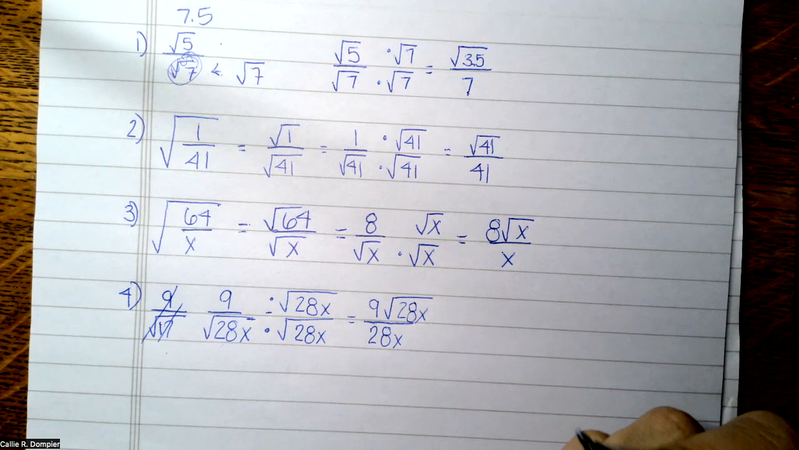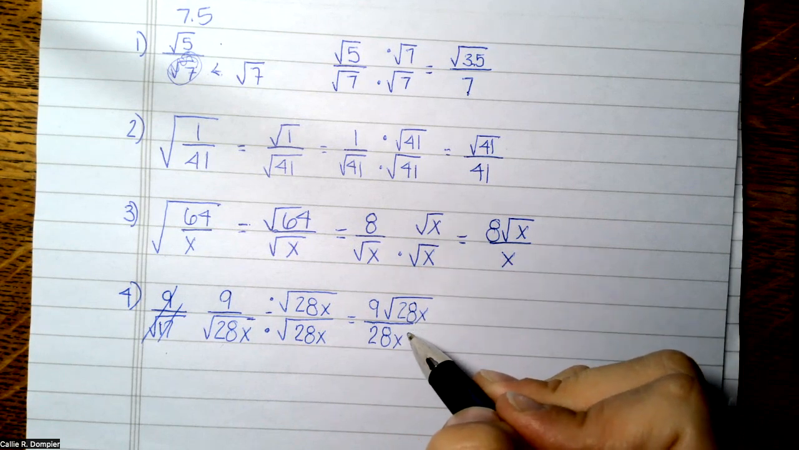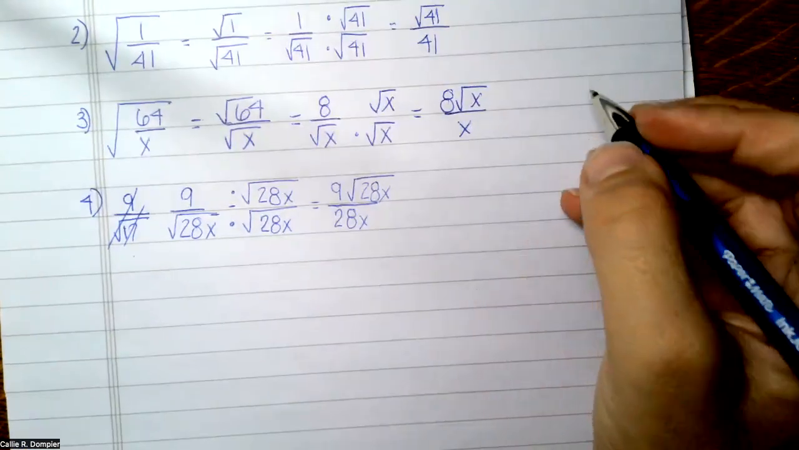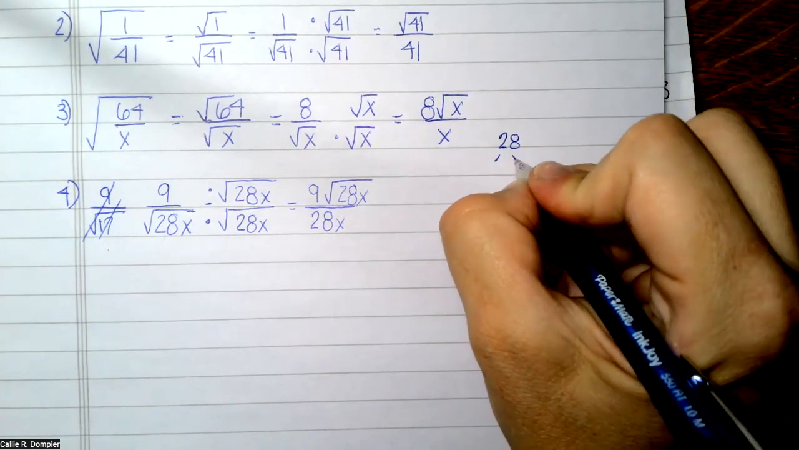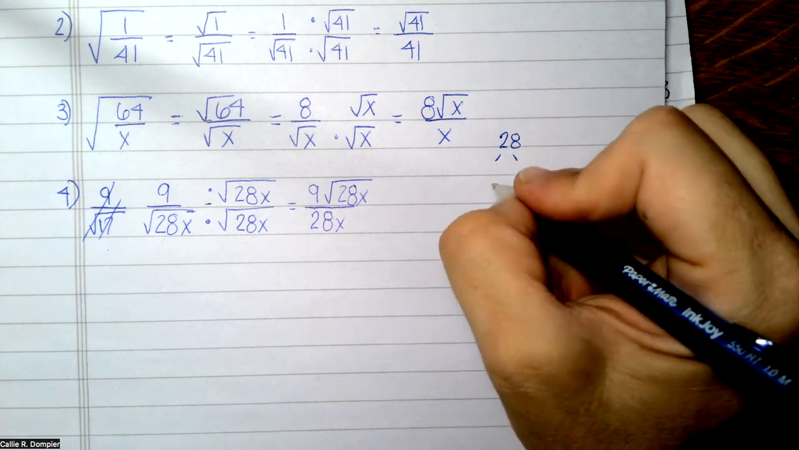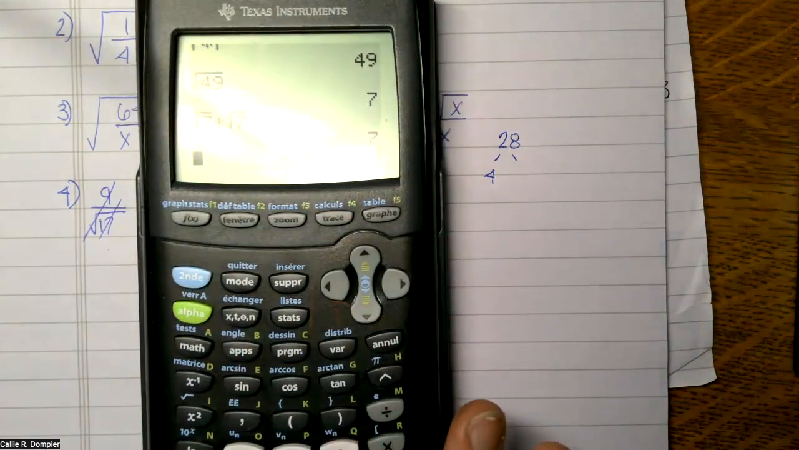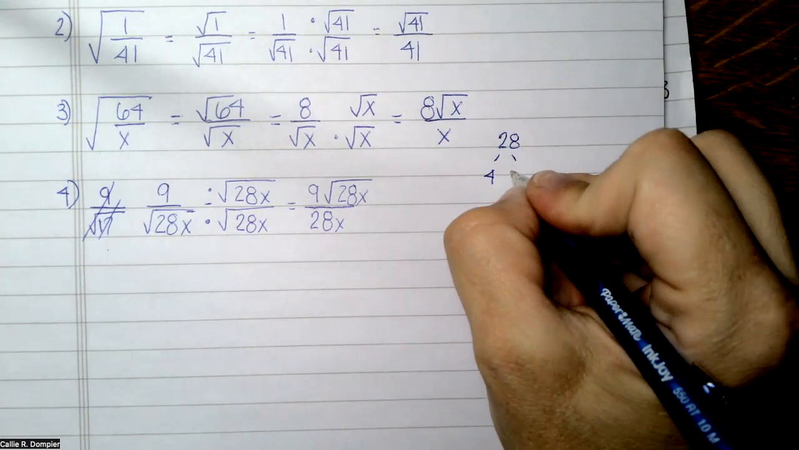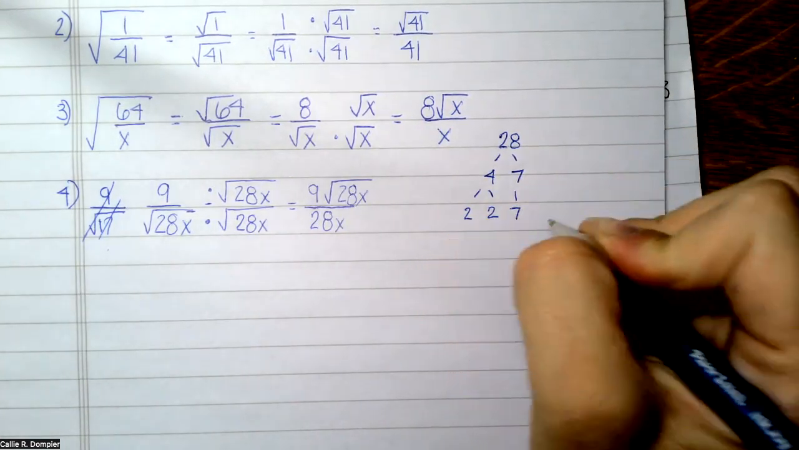Because they're asking for it in simplest form, now I do need to think about, can I take 28 and divide it by any of the perfect squares, right? Or more simply, can I take 28 and factor out any perfect squares? 28, I know 4 is a perfect square, right? So 28 divided by 4 is 7. I know 4 is a perfect square because 4 is 2 times 2. 7 is a prime, so it's just 7.